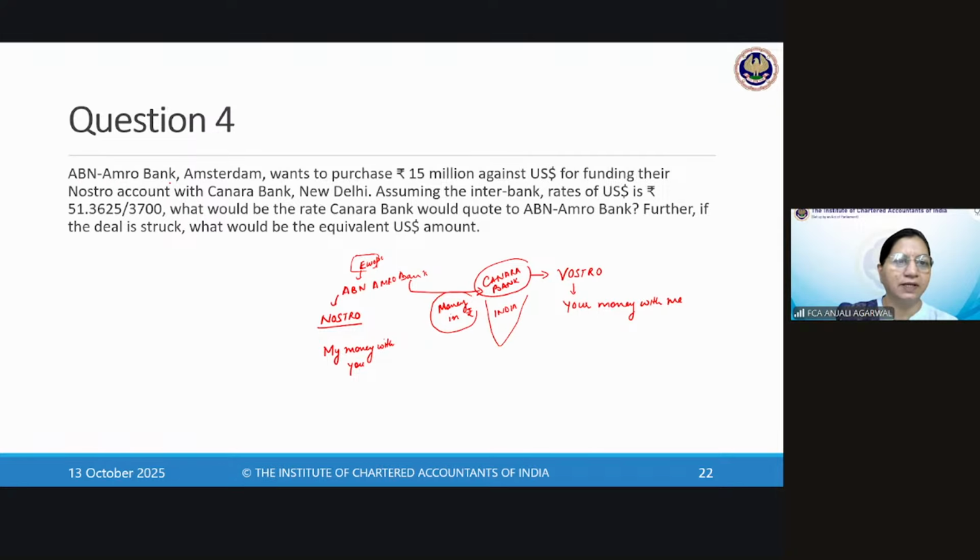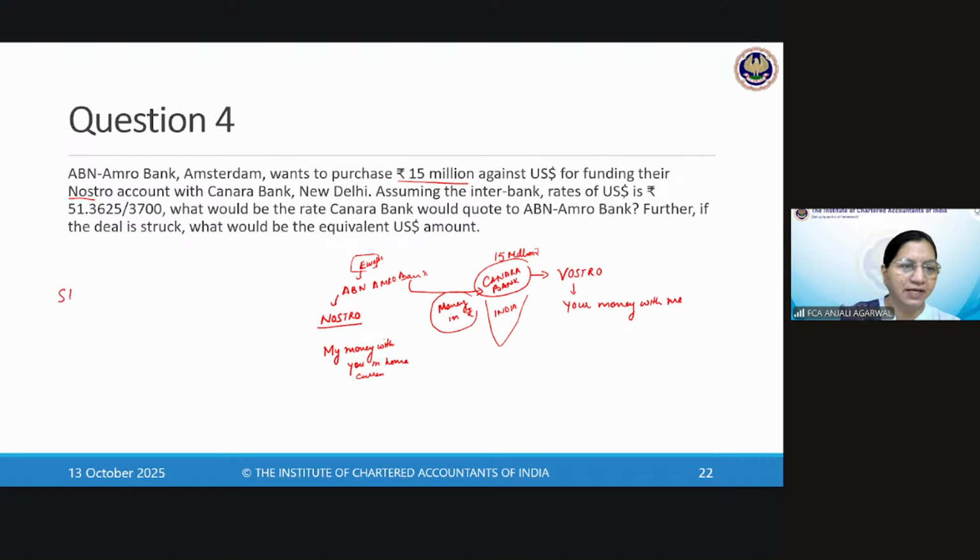That's why it's saying ABN AMRO Bank, Amsterdam wants to purchase rupee 15 million. They have to purchase 15 million to keep here, for funding their Nostro account. So ABN AMRO is calling it a Nostro account. Ma'am, for Nostro account, my money in some Bank of America, it will be a Nostro account, no? It will be a Nostro account where you're keeping the money in dollars, in the home currency of that country. Okay.